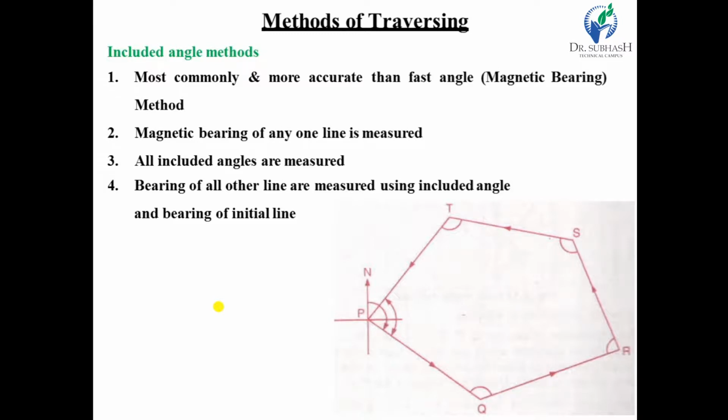It is the most commonly used and more accurate than the fast angle method. The magnetic bearing of any one line is measured. All included angles are measured. Bearings of all other lines are computed using the included angles and the bearing of the initial line.